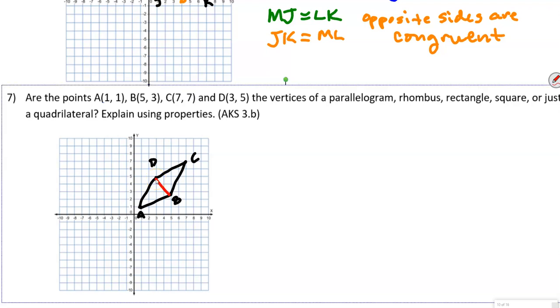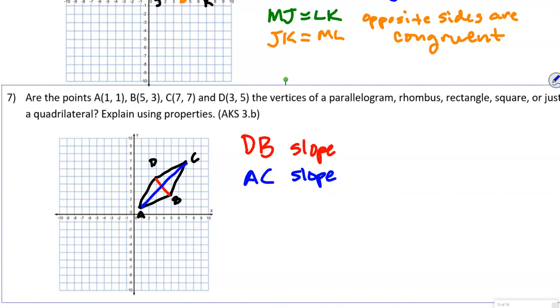So let's go ahead and compare these diagonals. We're going to compare DB's slope, okay, and we're going to compare that to our AC slope, okay? And what we're looking for here is, are they perpendicular? Because if they are, then we can verify that this is actually a rhombus, okay?